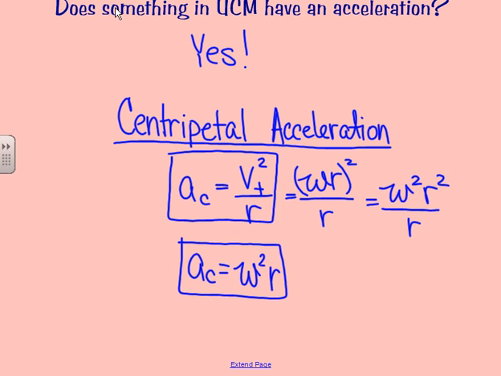One last important fact. While I've been talking about this acceleration in terms of uniform circular motion, an object does not need to be in uniform circular motion to have a centripetal acceleration. Anything that moves in a circle has a centripetal acceleration. Okay, let's take a look at an example problem that uses this equation.